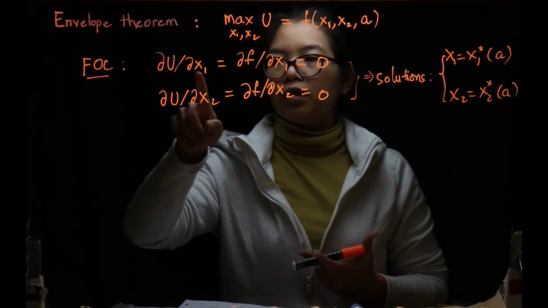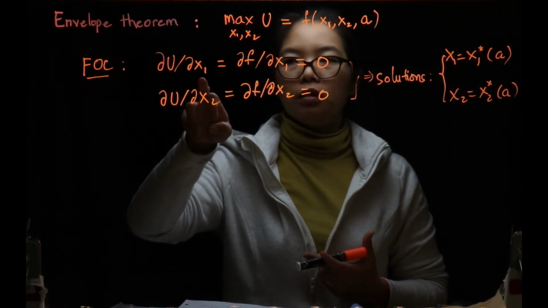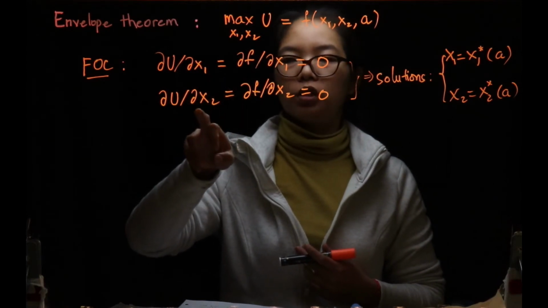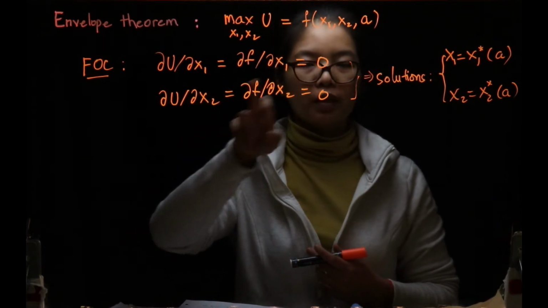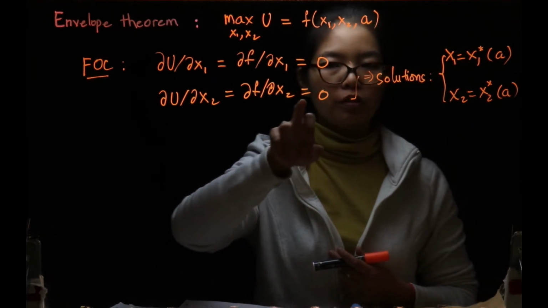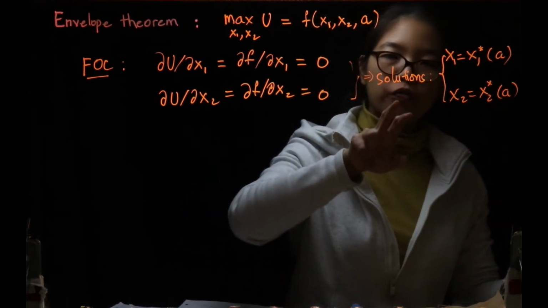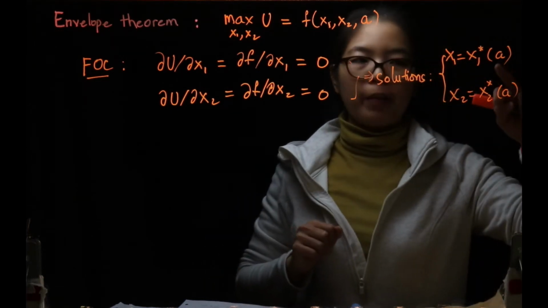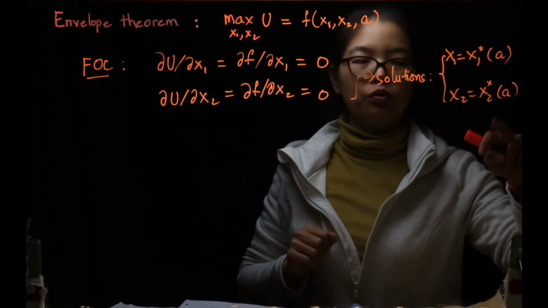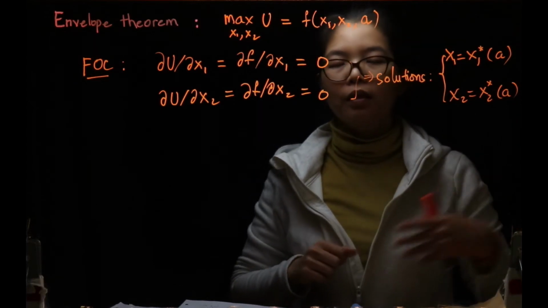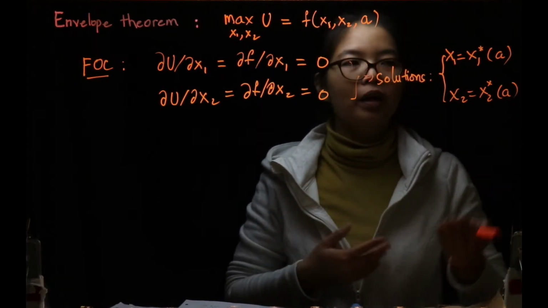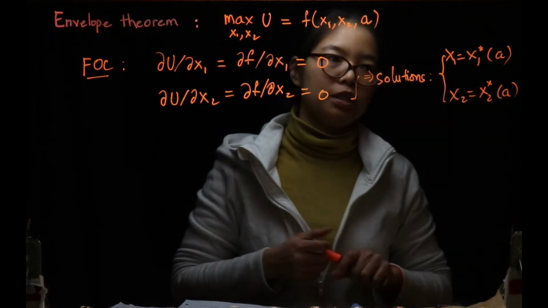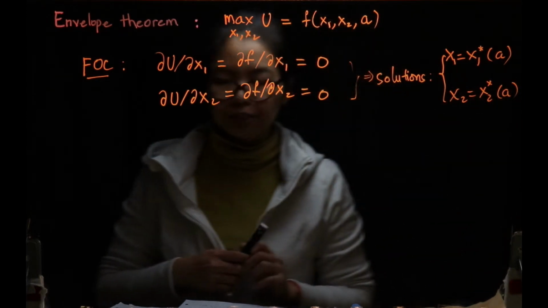Now, a very standard approach. First, we derive the first order condition, which is the partial derivative of the objective function with respect to x1 and x2, set equal to 0. This is the first order condition. Then we solve for x1 as some function of a, the parameter, and x2 as some function of a. This is what we did last week, but just with more parameters. For simplification, we only have a there.